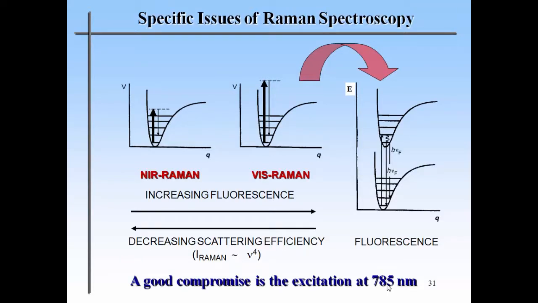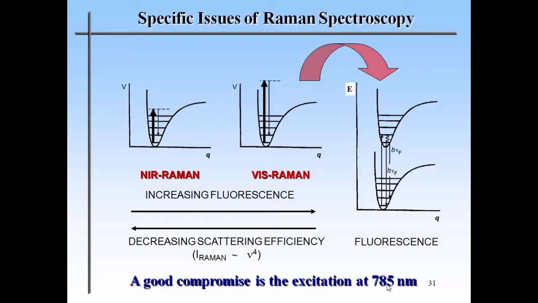There is one enemy. The colleague next door had talked about enemies for terahertz: water and metal. For Raman spectroscopy, you have two enemies also. The one is that the intensity of the Raman signal is just 10 to the minus 8 of the laser. The second is fluorescence.